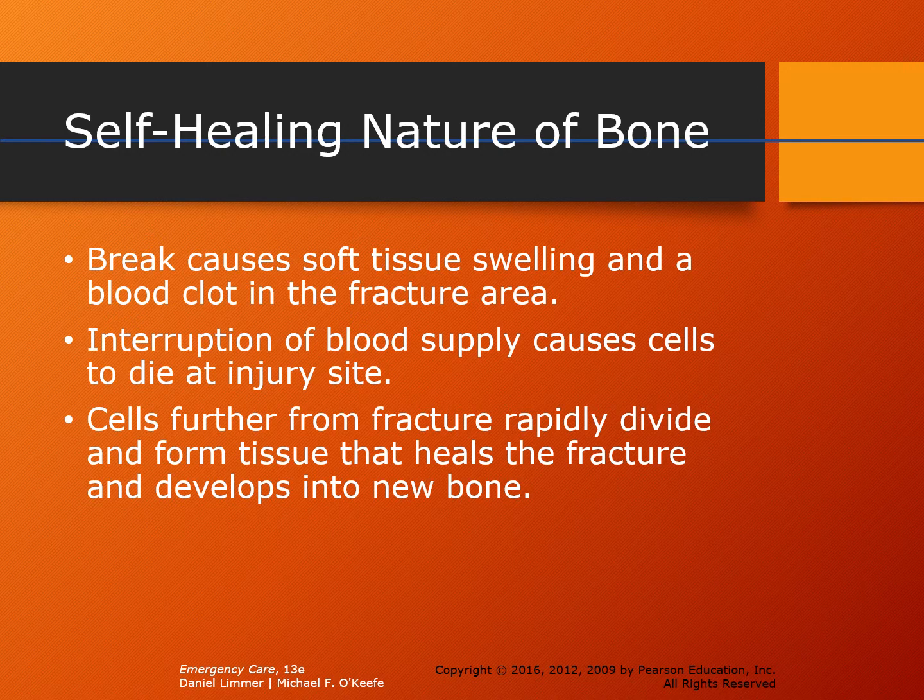So when a bone breaks, there is soft tissue swelling and then a blood clot that is sent into the fracture area. Because of the interruption of blood supply, there is a die-off of cells at that injury site. That die-off of cells will cause there to be typically some type of a contusion or hematoma, as well as some discoloration, obviously. And then it starts a cascade effect. Cells that are further away from that fracture will rapidly divide and then form a tissue that heals the fracture and develops into the new bone.